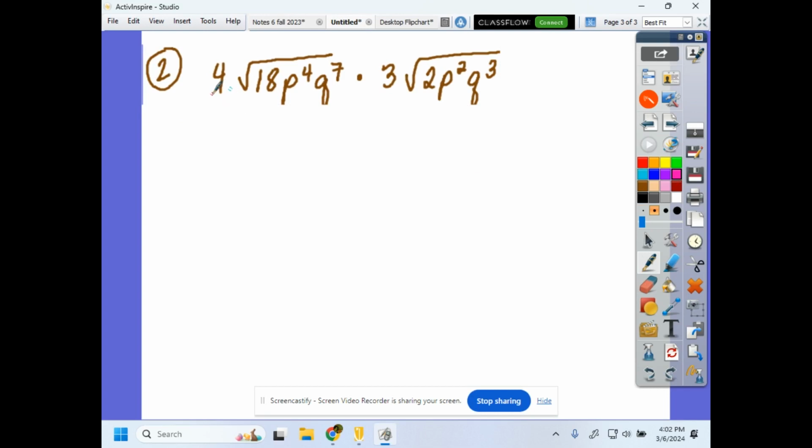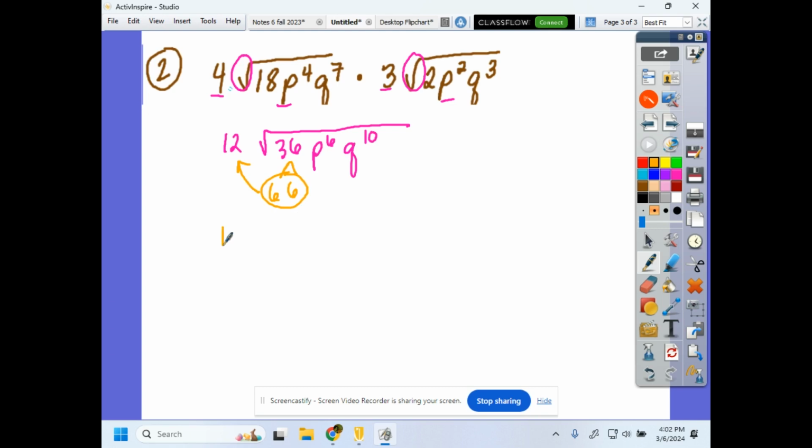Question number 2, multiply 4 by 3, that will give you 12. Since they have the same index, the index here is 2, index here is 2, you can multiply them. 18 times 2 is 36. P4 times P2 is P6. You add the exponents. Q7 times Q3 is Q to the 10th power. We know 36 can be broken into 6 and 6. So you put the 6 together with the 12. So 12 times 6 there is equal to 72.